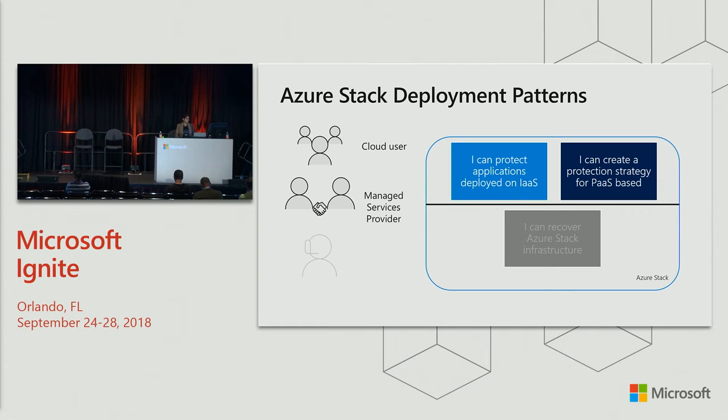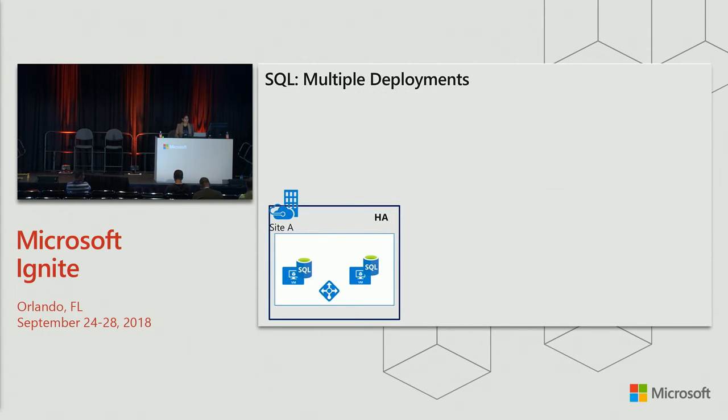Now I'll be going over how you can build Azure Stack deployment patterns and have HA and DR in them. I'll be starting out with the IaaS layer and eventually going into how we can have HA and DR in PaaS. So when you're thinking about IaaS, one thing you can think about is your SQL.